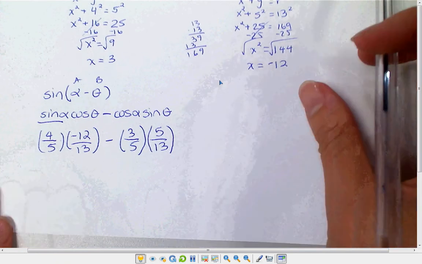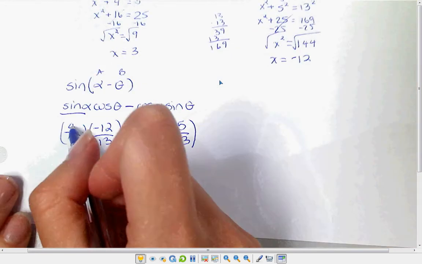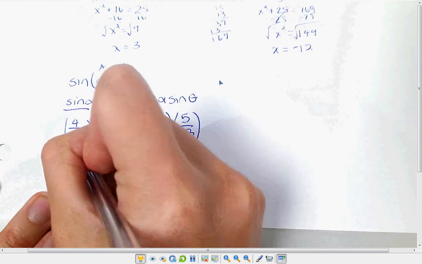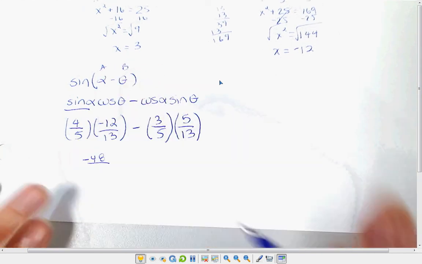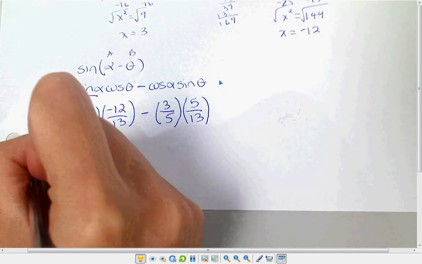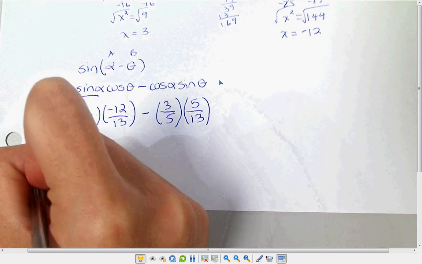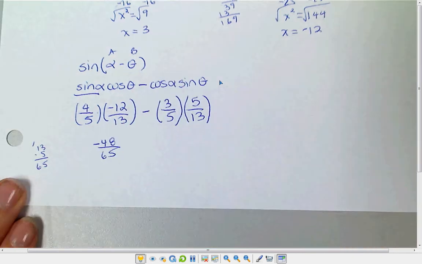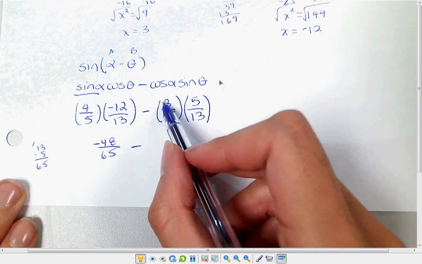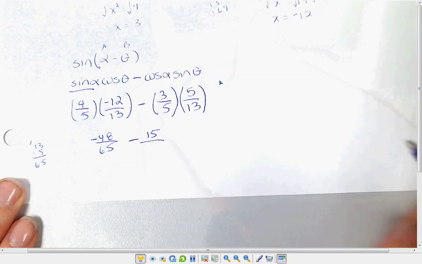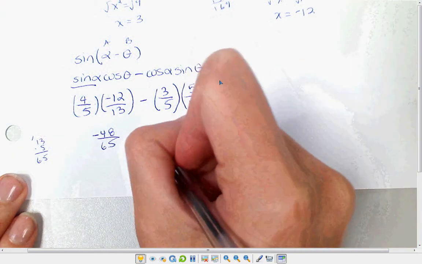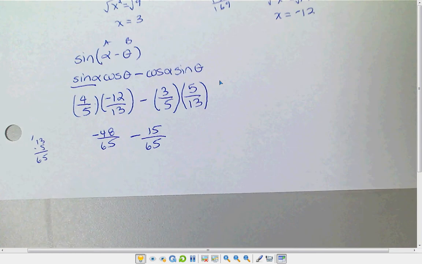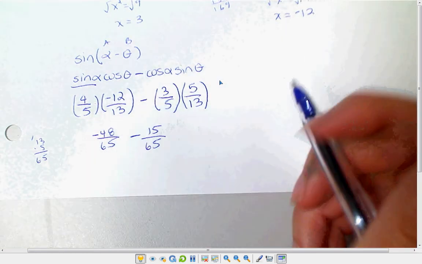Okay, so when we multiply fractions, we're just going to multiply straight across. So we're going to do 4 times negative 12, gives us negative 48, over 5 times 13, which gives us 65. And then we're going to subtract 3 times 5, which is 15, and then 5 times 13 again, which is again 65. So I'm doing negative 48 over 65 minus 15 over 65.